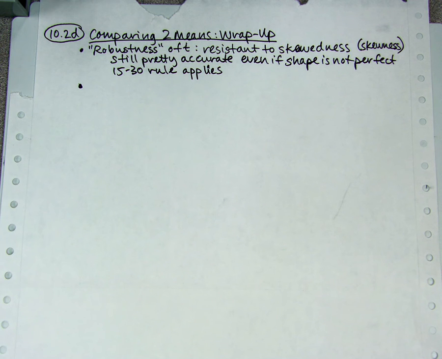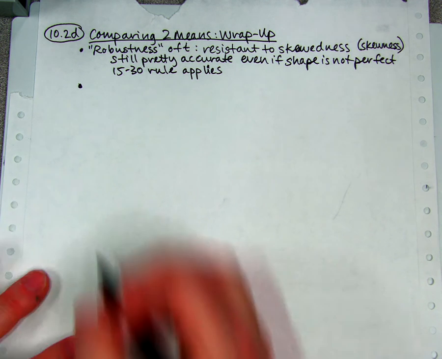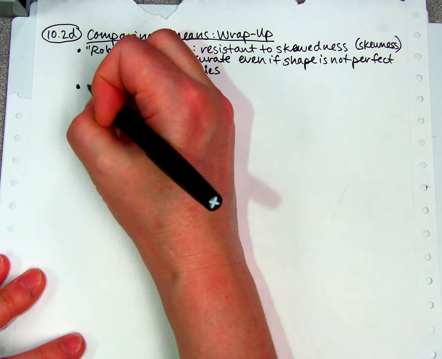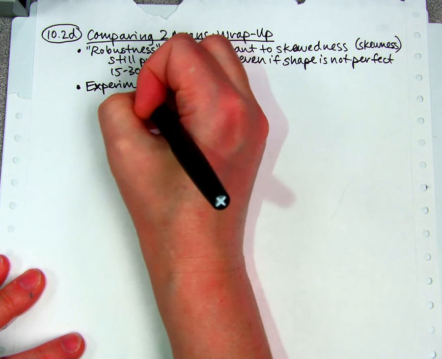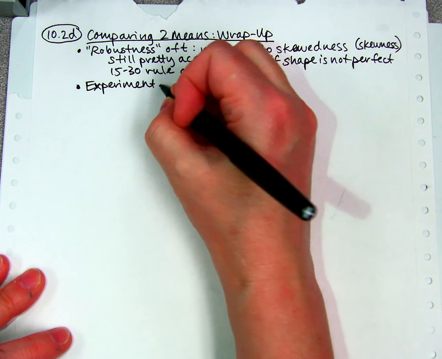Second thing is talking about experiments and how that changes our significance tests or confidence intervals. So things that change when you're working with an experiment. Let's talk about that a little bit.